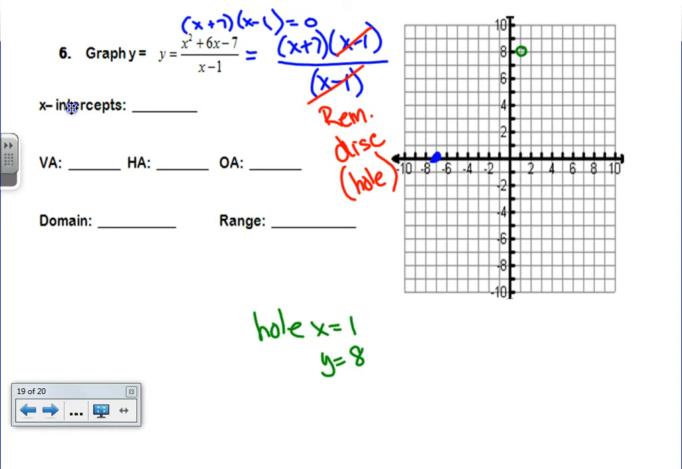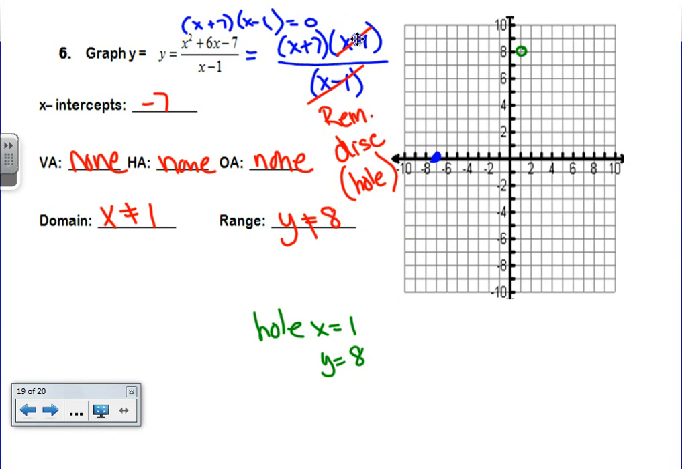Now there still is an x-intercept at -7. But now that we've removed that discontinuity, you're not going to see a vertical asymptote, you're not going to see a horizontal asymptote. At first glance we thought there was an oblique asymptote, but because these things were removed because of the hole, there's actually none. There was an x-intercept, I said, at -7. There is just one issue for the domain, and that is the x value of the hole. So we see now that x cannot equal 1, and then the y value of the hole is going to be your range issue. y cannot equal 8.